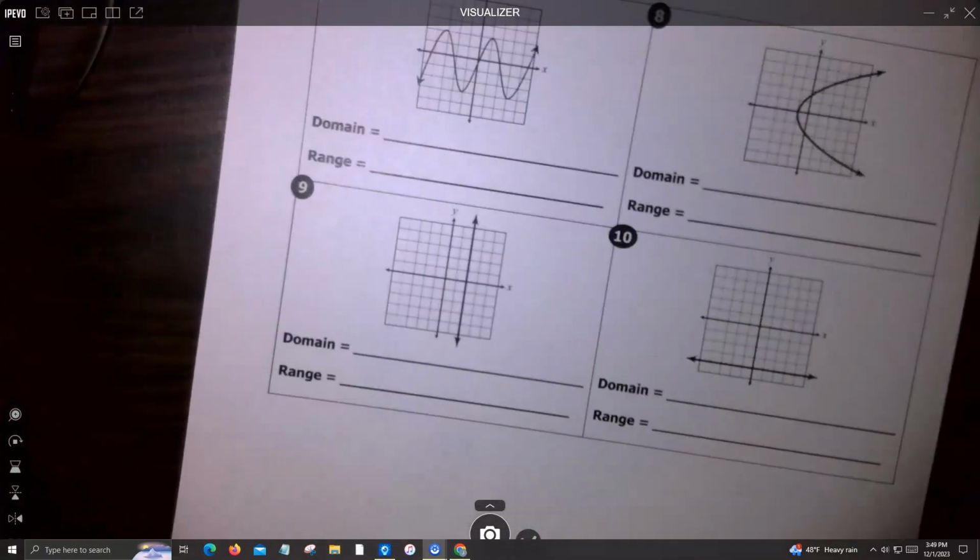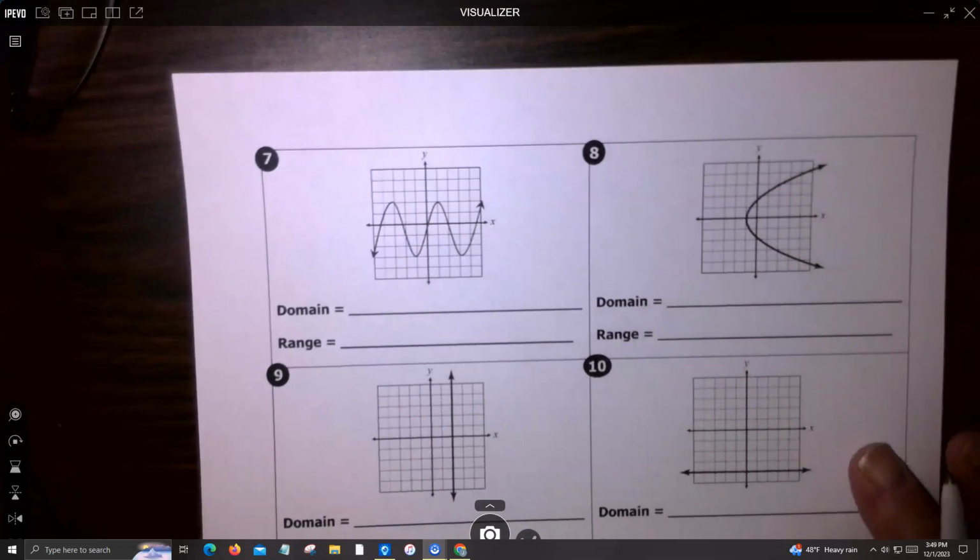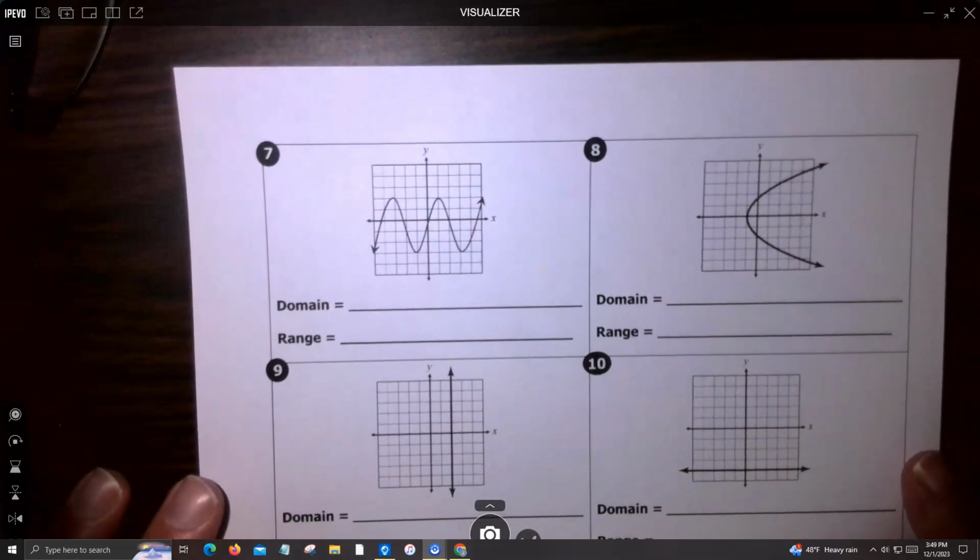Okay, all right, so let's keep going. We're at 11.5 minutes, so let's just keep going as quickly as we can with this.